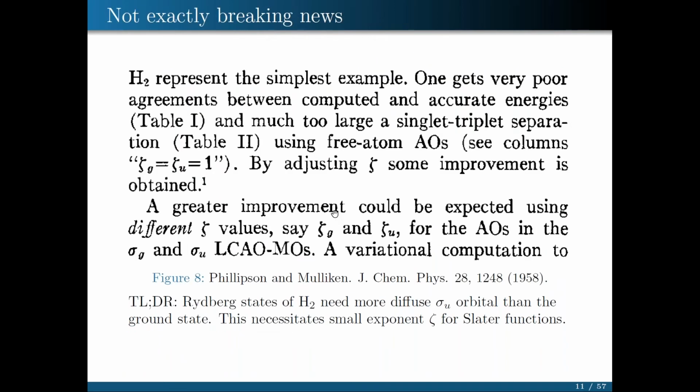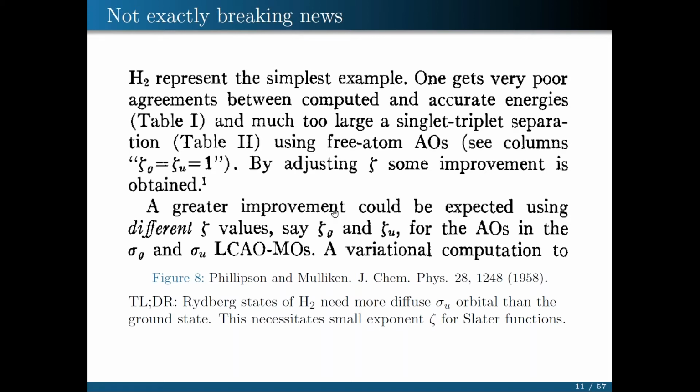And the fact that orbital optimization helps excited states is not exactly breaking news. It predates Kohn-Sham theory by a number of years. The earliest reference I found to this was a paper by Mulliken in 1958, where he noted that the lowest excited state of H2 is Rydberg, and therefore it needs a much more diffuse orbital than the ground state orbitals.